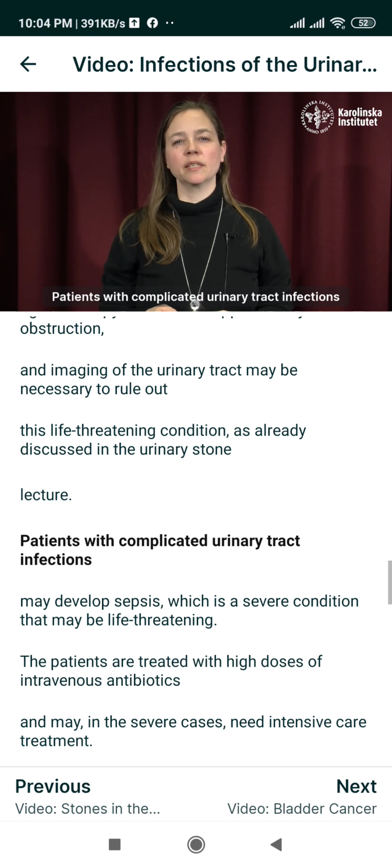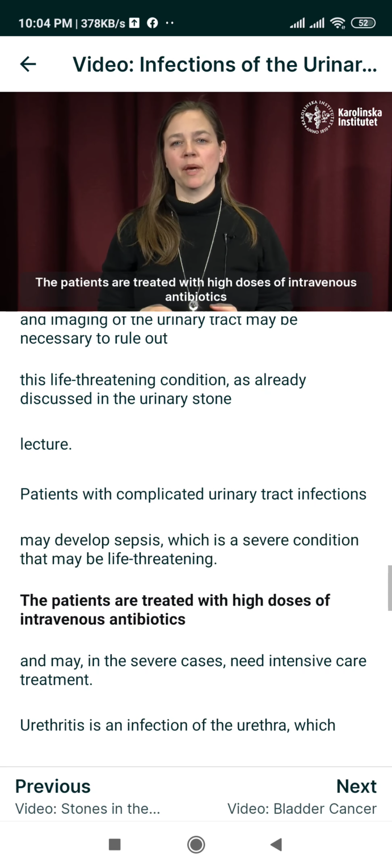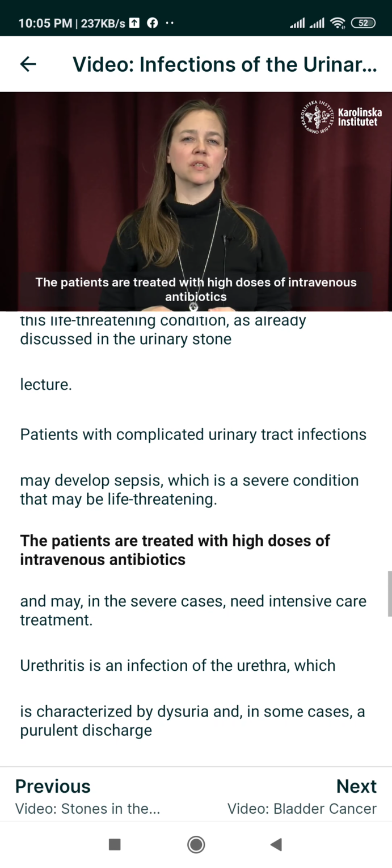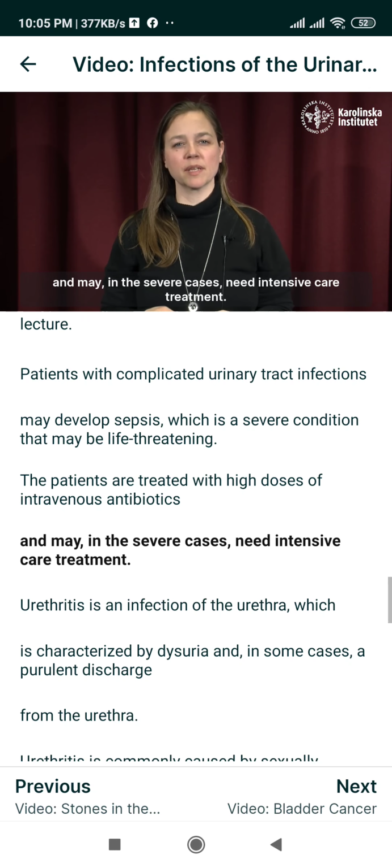Patients with complicated urinary tract infections may develop sepsis, which is a severe condition that may be life-threatening. The patients are treated with high doses of intravenous antibiotics and may, in the severe cases, need intensive care treatment.